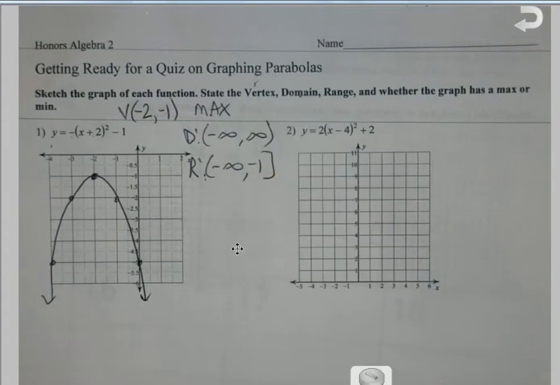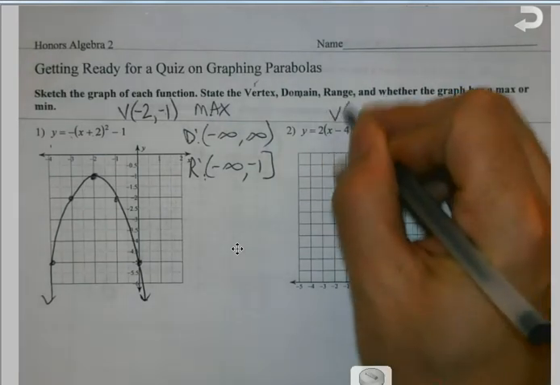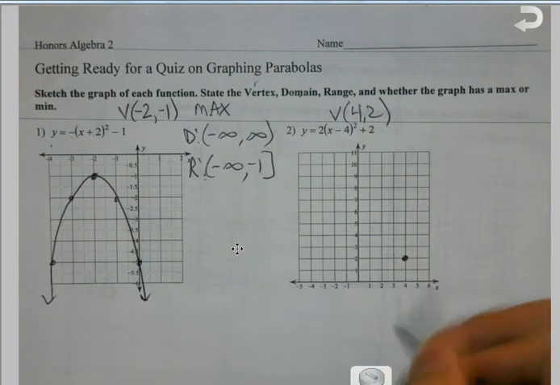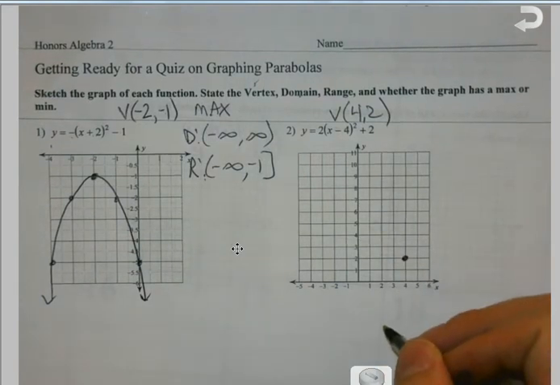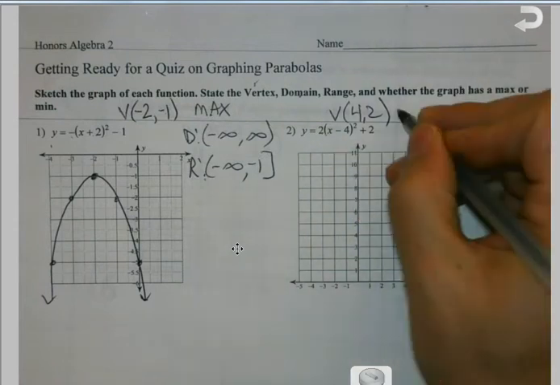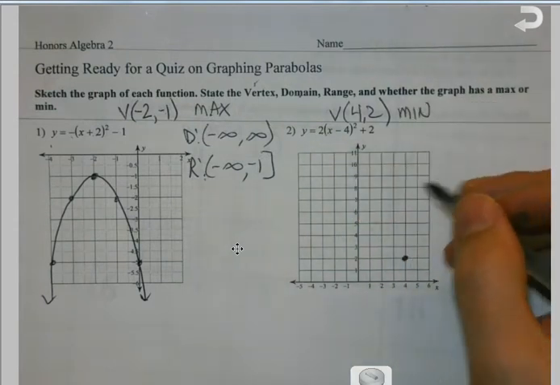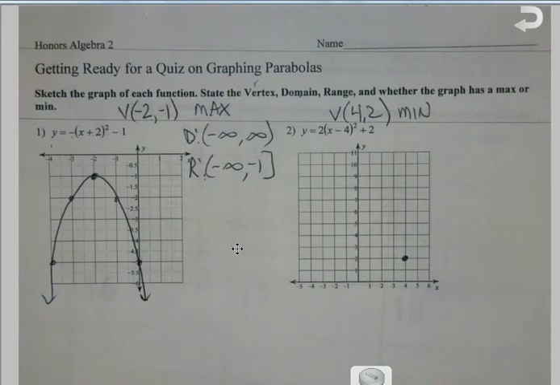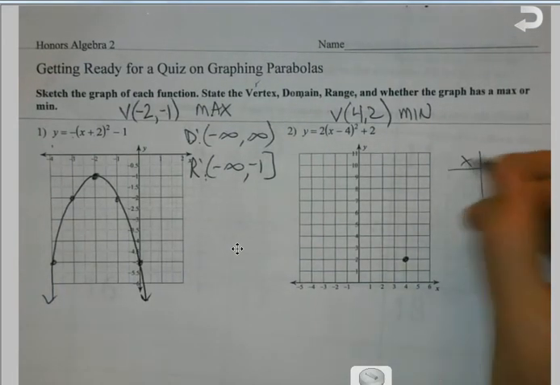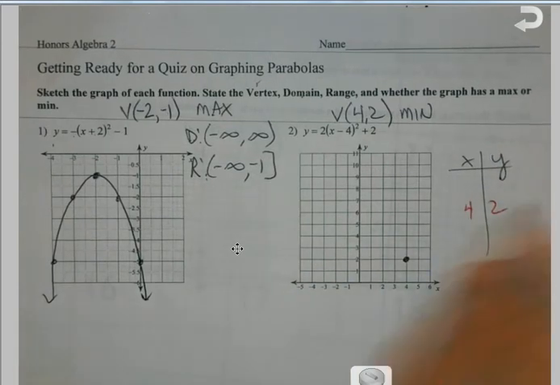Now, as we go along to this next one, same idea. Vertex is at 4, 2. I look and say, okay, let's see. This one's going to be opening upward. Well, since it opens upward, I know that's going to be a minimum before I even graph it. And when I go to do the rest of these, again, you have choices in the matter. If for some reason you don't like using the graphing calculator, hey, whatever works for you.